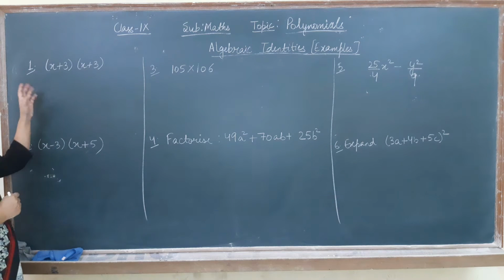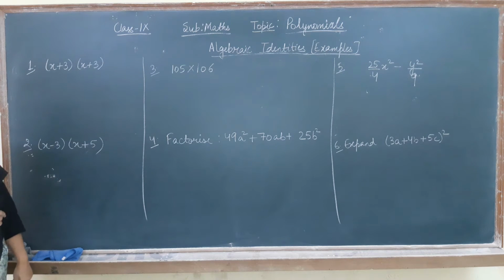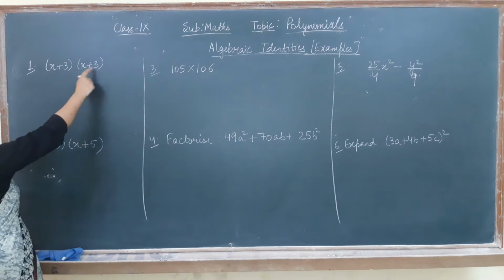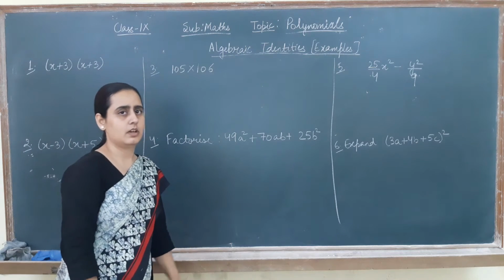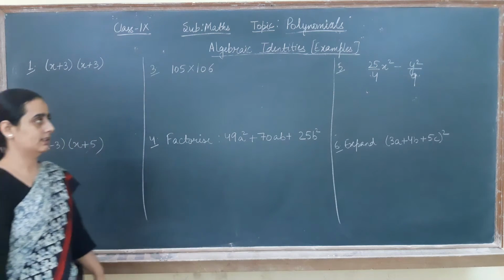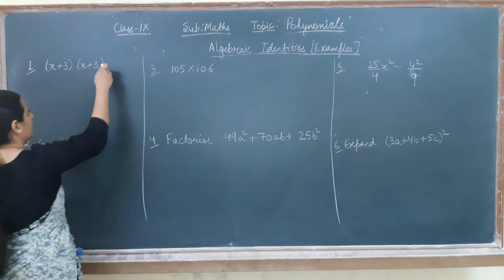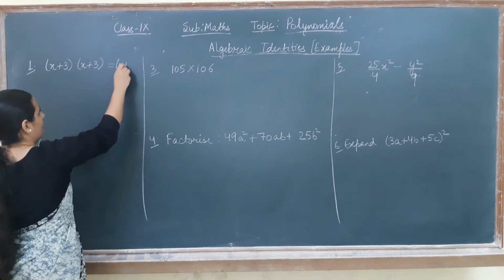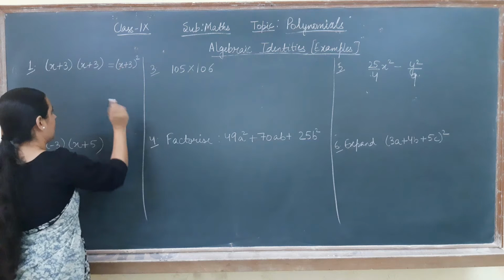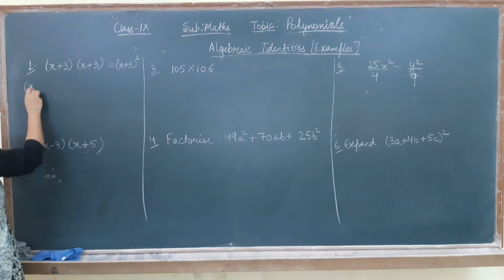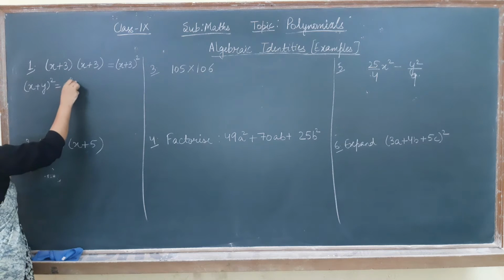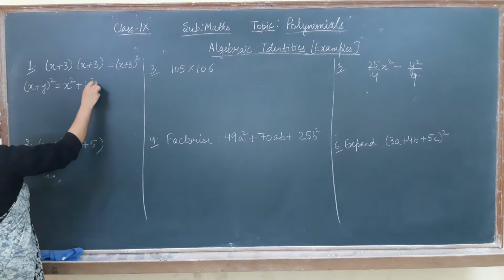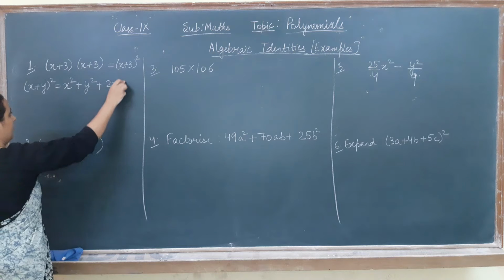Firstly, see here. In almost all of these we have to use the identities. So firstly, (x plus 3)(x plus 3). The question for all is almost the same, that is, evaluate using the identity. So it will become (x plus 3) whole square. Now we know the identity of (x plus y) whole square. So firstly we will write the identity: x square plus y square plus 2xy.